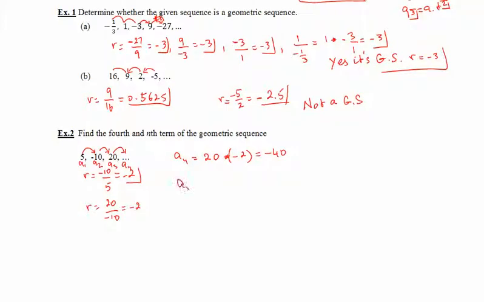And a_n, as we said, is a times r to the power of n minus 1. So a_n will be, the first term is 5. We start with 5. The ratio is negative 2, to the n minus 1. And this is the nth term of this geometric sequence.